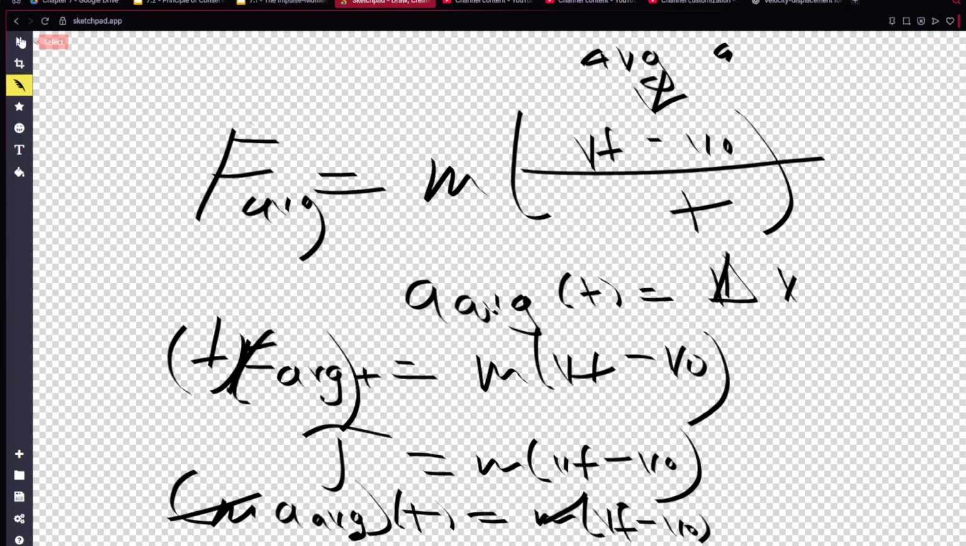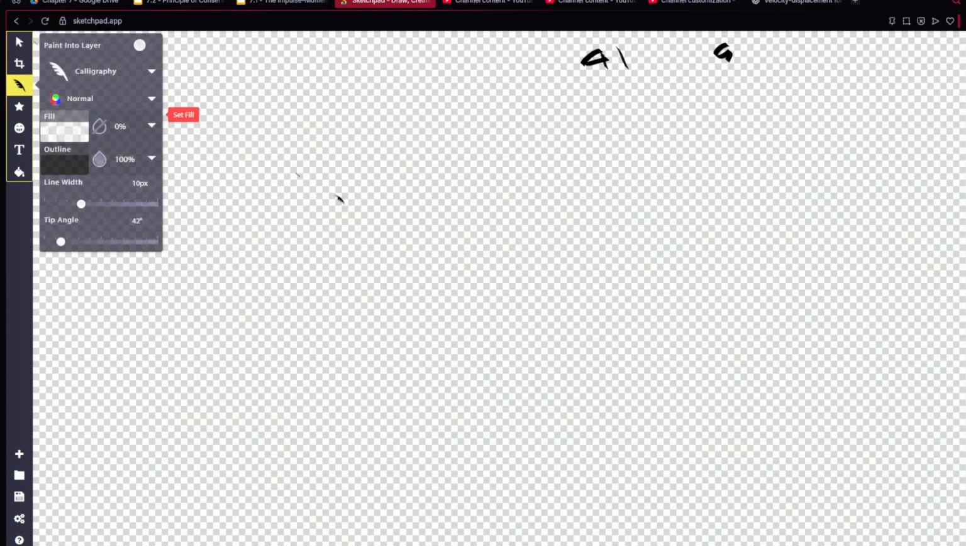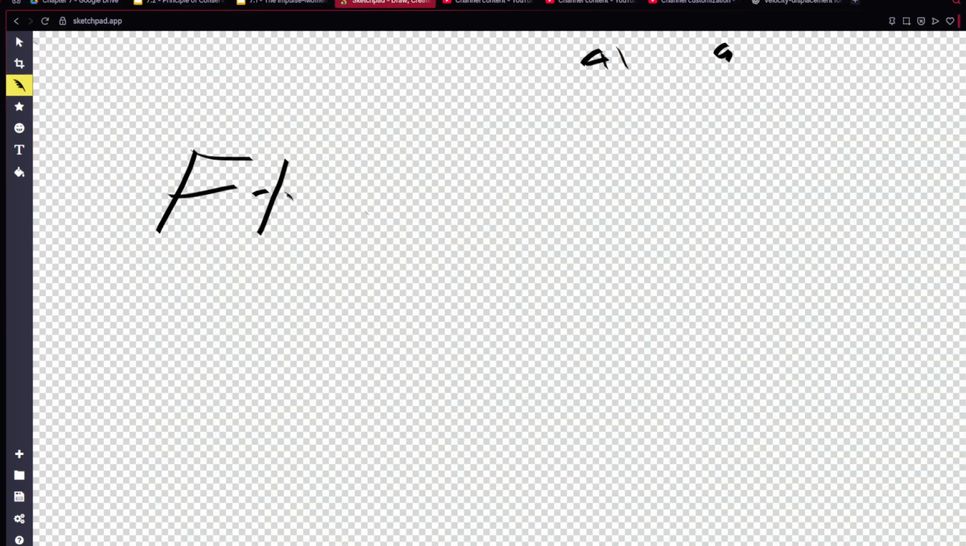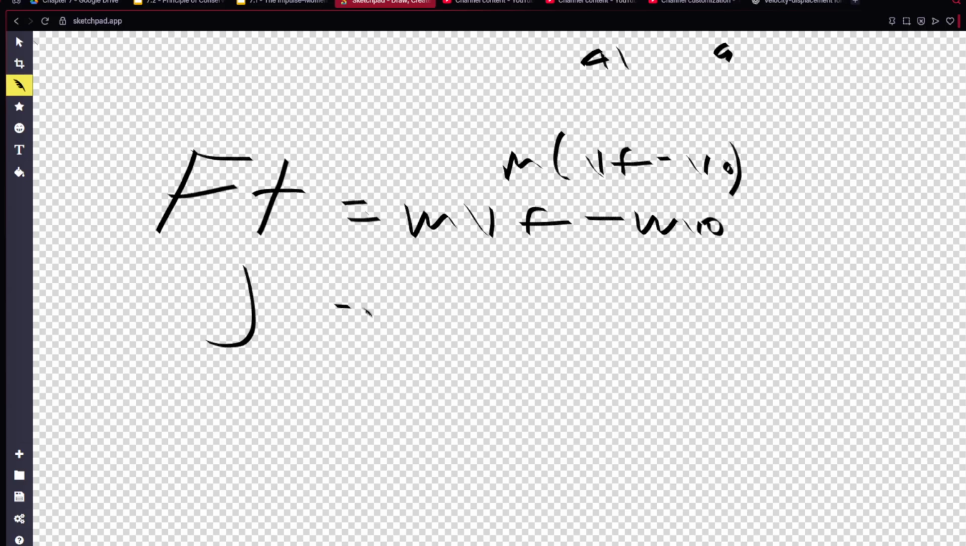But let's go over the nuance of this formula. So if we go over force times time, or J, it is equal to mvf minus mvo, which is quite simple. I just distributed it from the m(vf minus vo). So same thing here. I'll just put it like this so we can see easier.